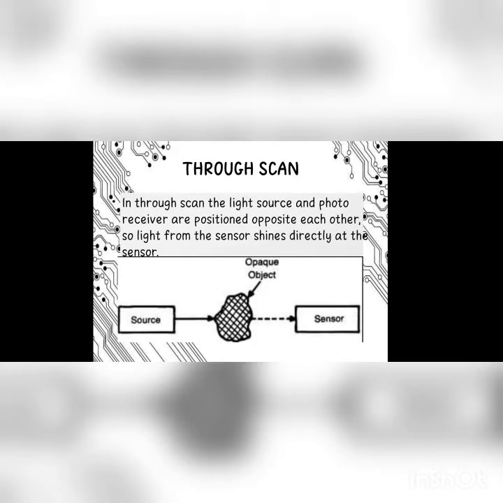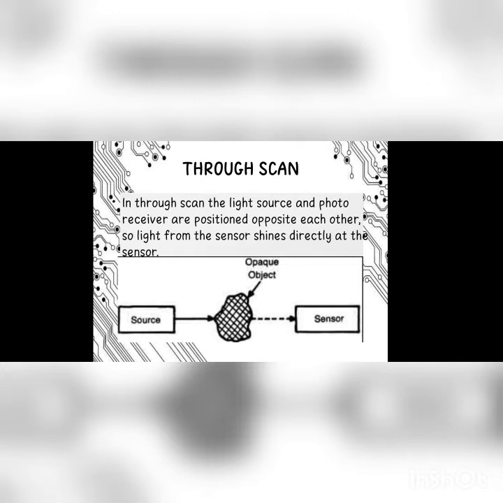Scanning techniques. Number 1, through scan. Number 2, reflective scan. Number 3, retroreflective scan. Number 4, specular scan. Number 5, diffuse scan. Number 6, color differentiation. Number 7, sensitivity adjustment. So number 1, through scan. In through scan, the light source and the photo receiver are positioned opposite each other. So light from the source shines directly at the sensor.